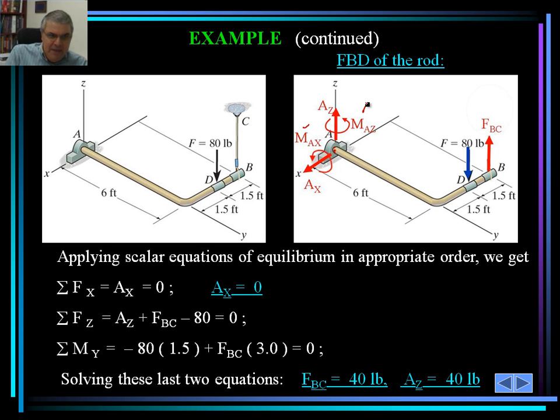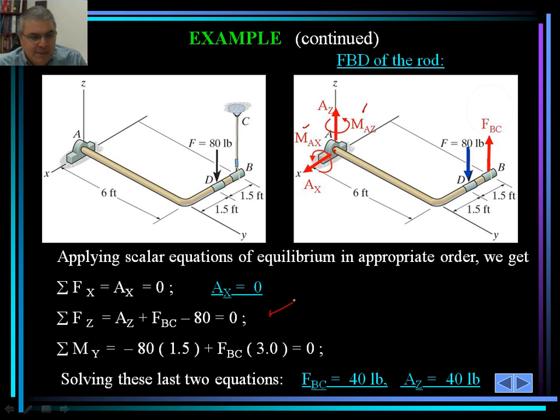solve for. So A sub x, applying the summation of forces in the x is 0. A sub x would be 0 right away. So this would actually drop out. Summation of forces in the z, A sub z plus F sub BC minus 80 is 0. In the z direction, we have these 3 forces. So we're okay there.